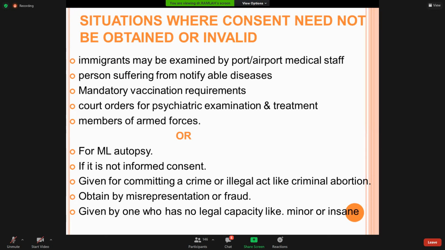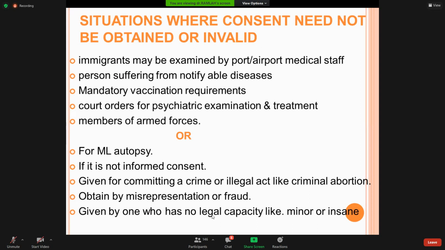Okay, there are mandatory vaccination requirements. For that, you don't need any kind of consent. It is mandatory. They come for polio, then drops have to be given. They know that a law has now been made that nobody can refuse. That's why they come with police. Okay. Court orders for psychiatric examination and treatment: no such consent is required. And members of the armed forces. Okay, consent is not required there either. Once they are asked to be examined, they have to be examined.